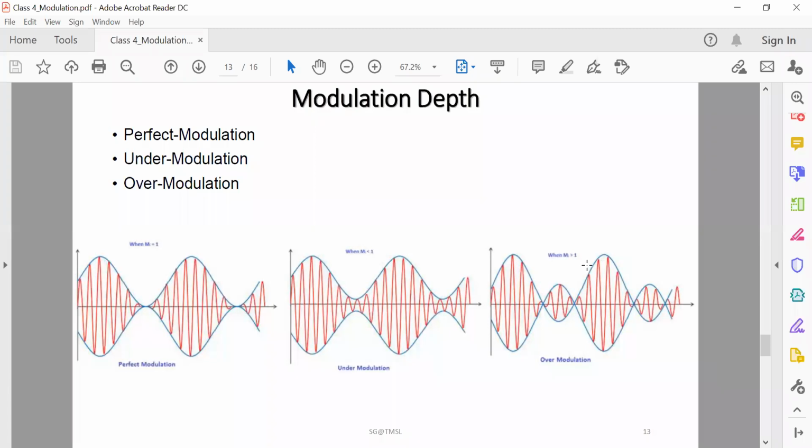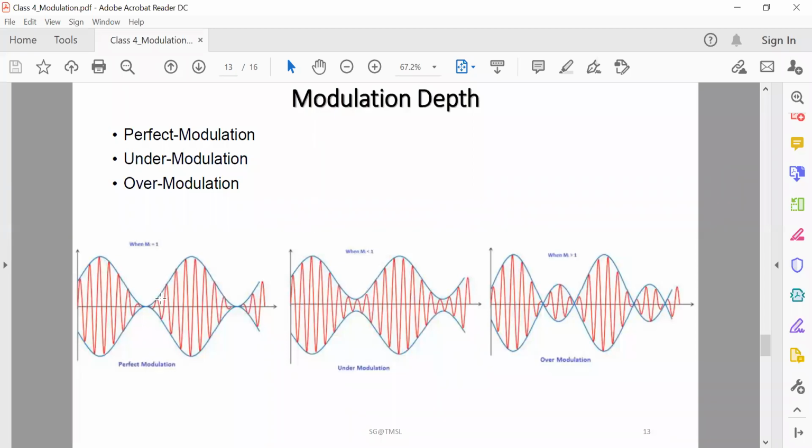Now if we consider the perfect modulation, this is the first thing, where it occurs when the maximum amplitude of the message signal or modulating signal is exactly equal to the maximum amplitude of the carrier signal. That means AM is equal to AC. Capital AM is equal to AC. At that time, we can get this perfect modulation.